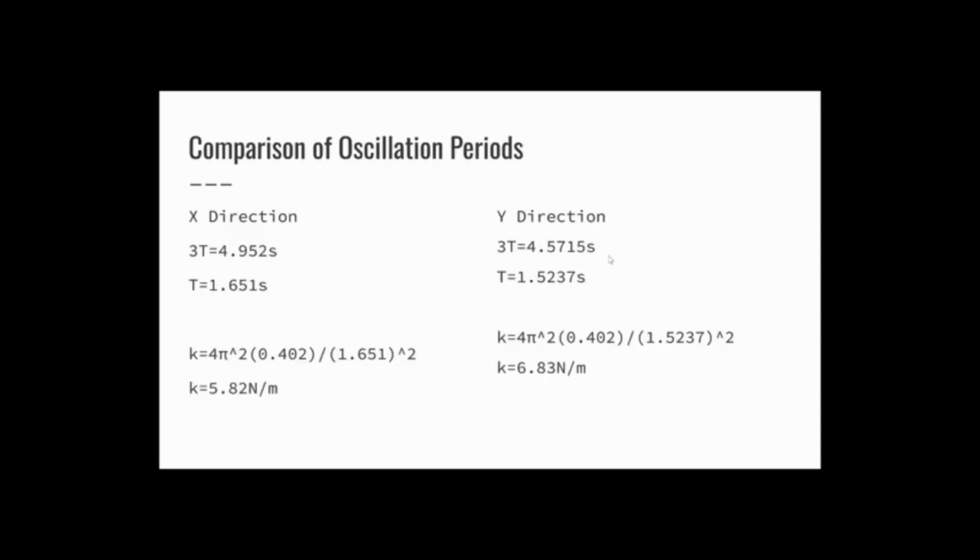And then this was just a comparison of the oscillation periods. In the x direction, one oscillation period was 1.651 seconds, and in the y direction it was 1.5237 seconds. At the bottom you can see the equations for the spring constant, which in the x direction came out to be 5.82 newtons per meter, and in the y direction 6.83 newtons per meter.